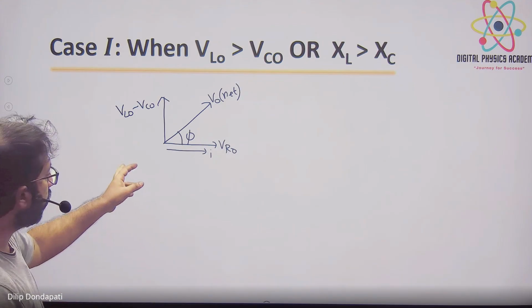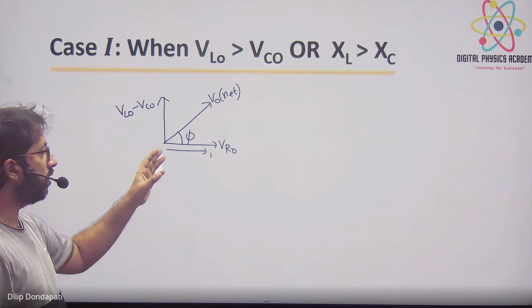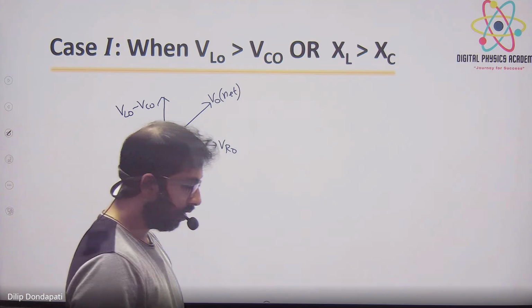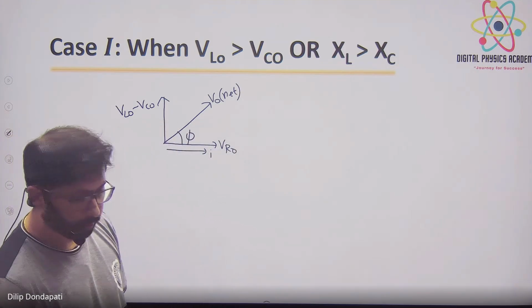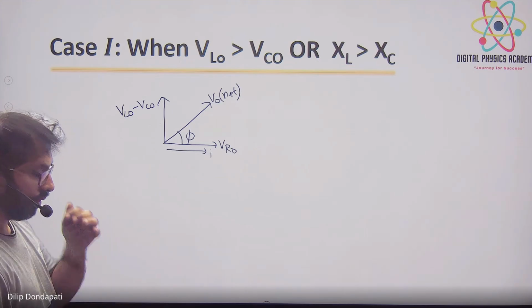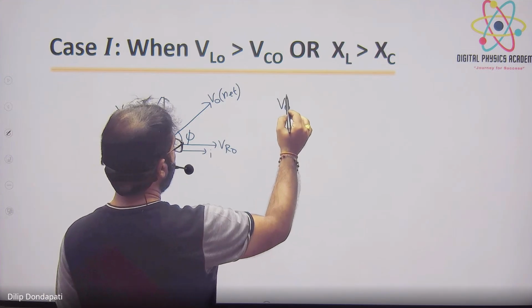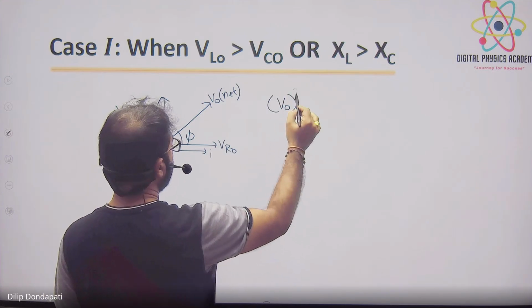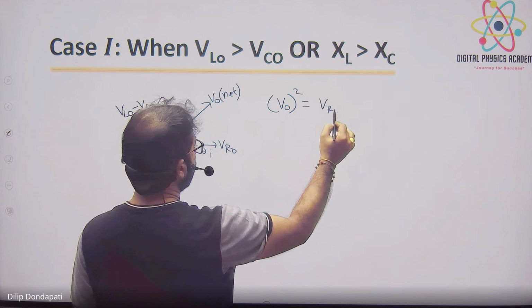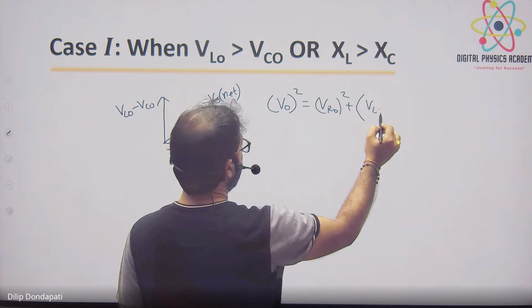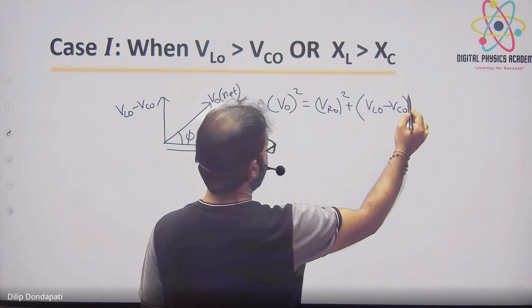Now write here below: current lags. Finally, what will happen? It will act like RL, right? Current lags voltage by phi. So now I'm applying the parallelogram law. V naught square is equal to VR naught square plus VL naught minus VC naught whole square.